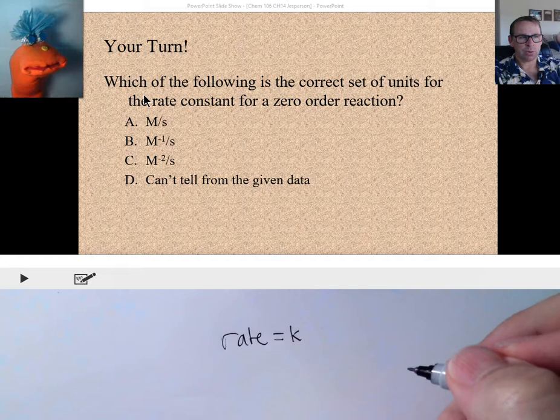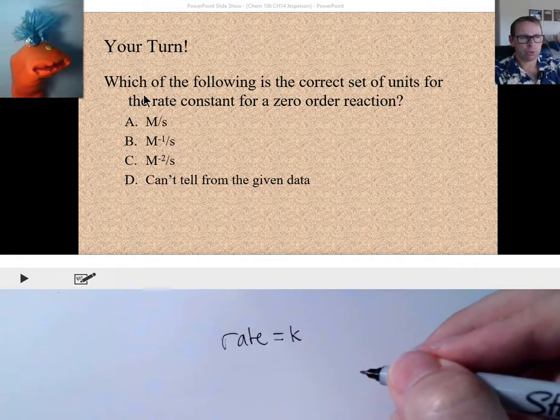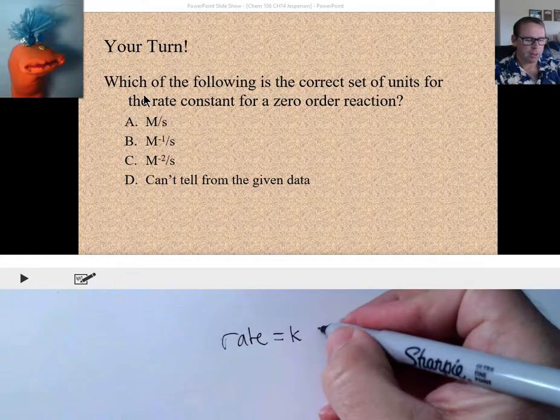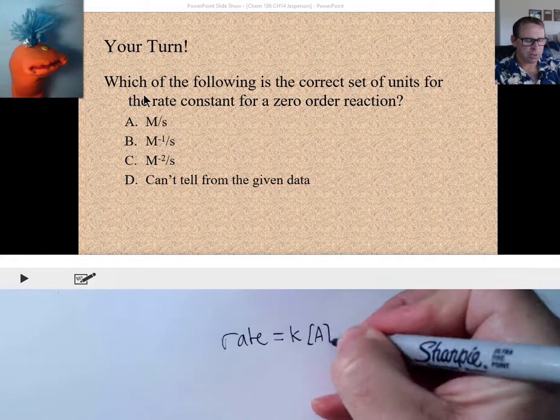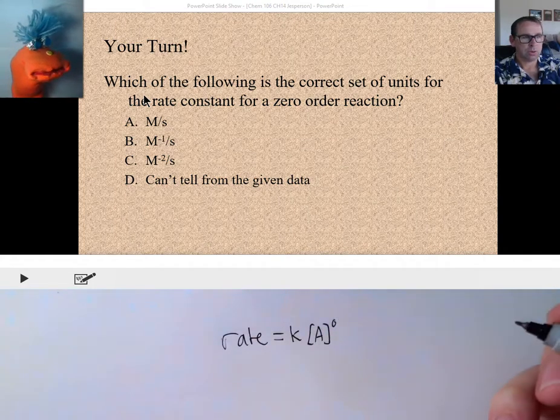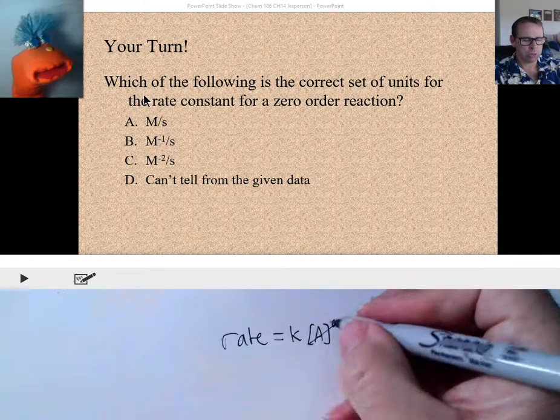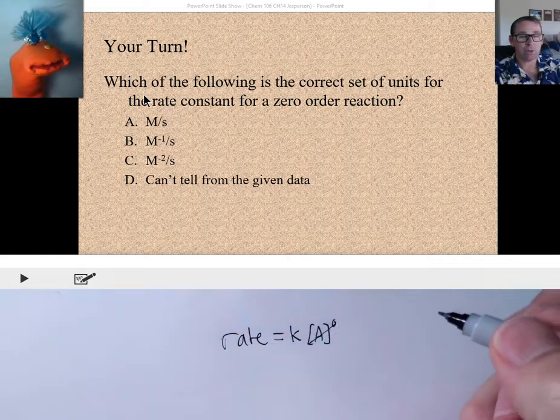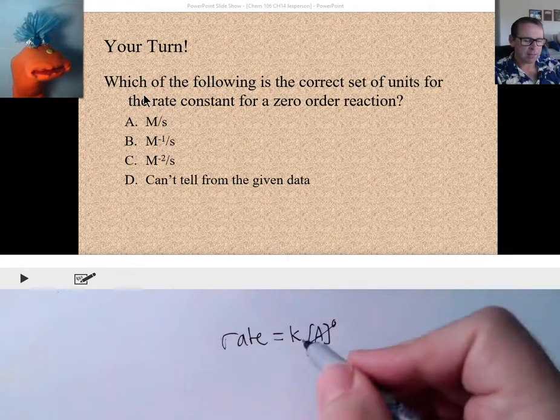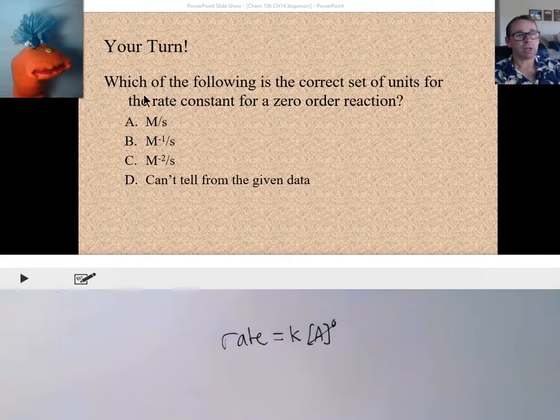And then for a zero order, what's next? Well, I guess concentration of some reactant, right? All right, but if it's to the zero, then what? Oh yeah, so that just cancels out. So the rate is just equal to the rate constant. Very good.